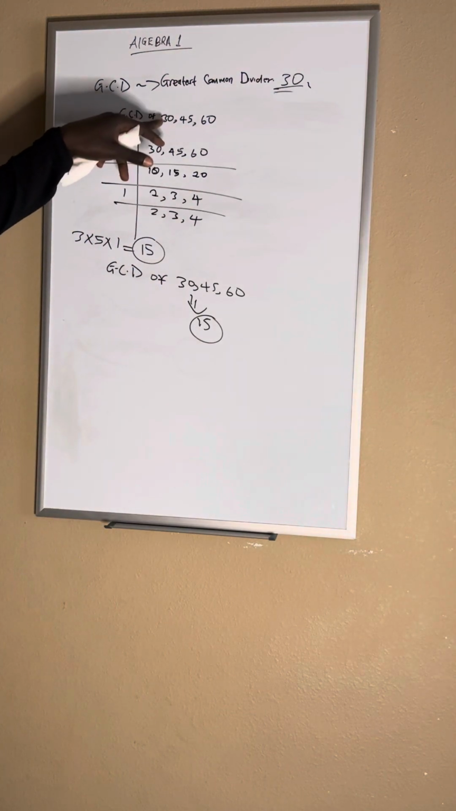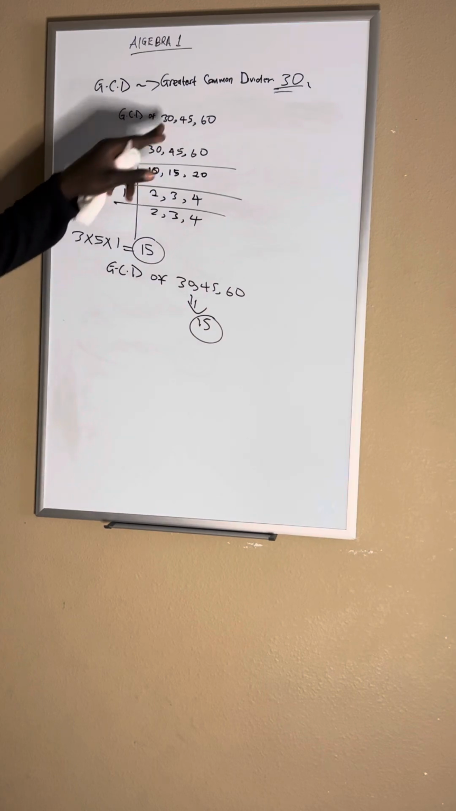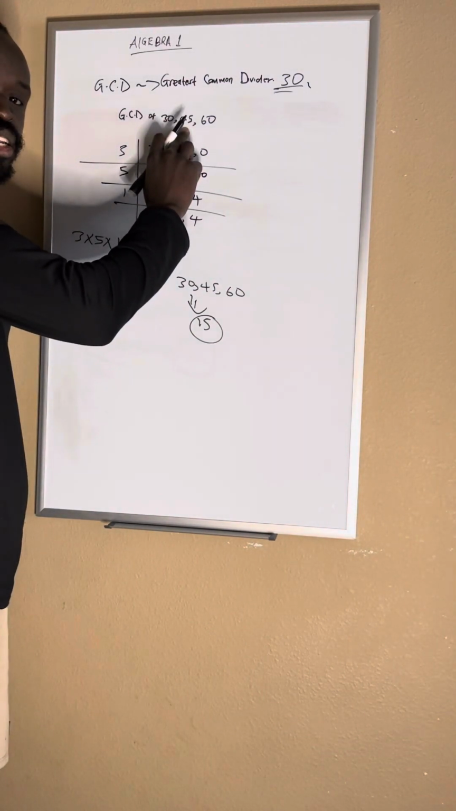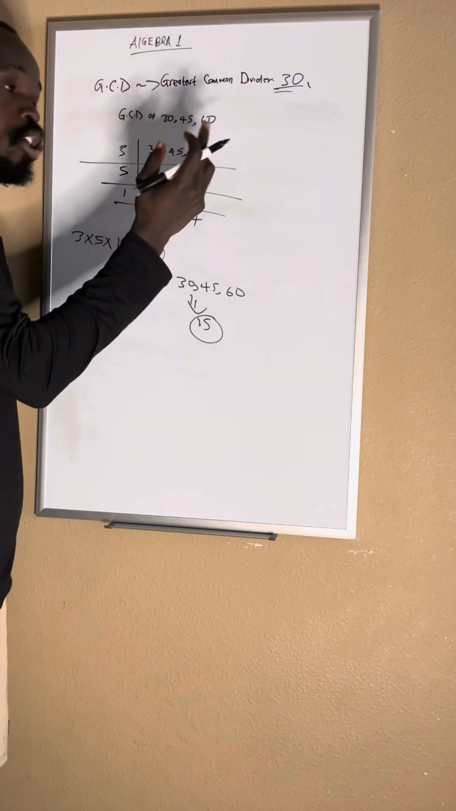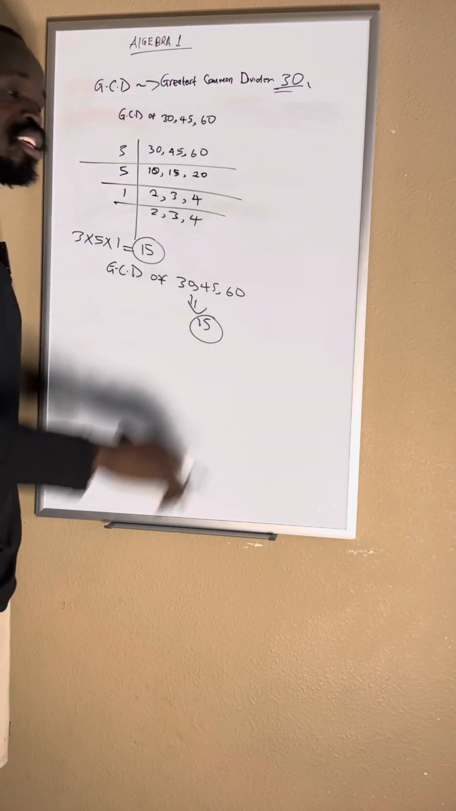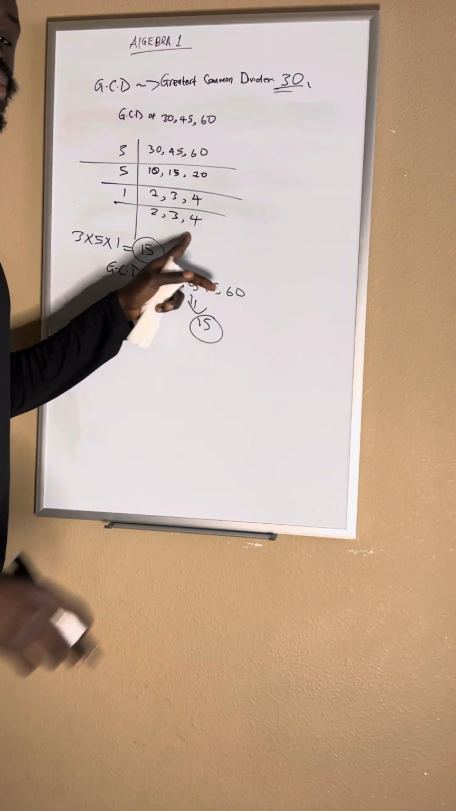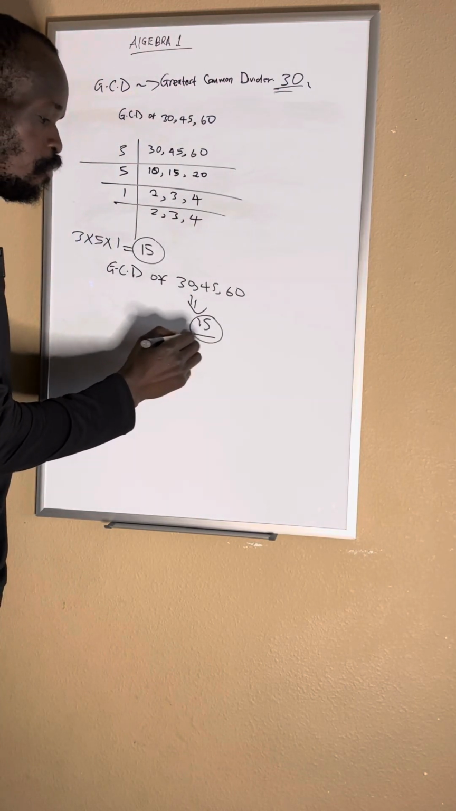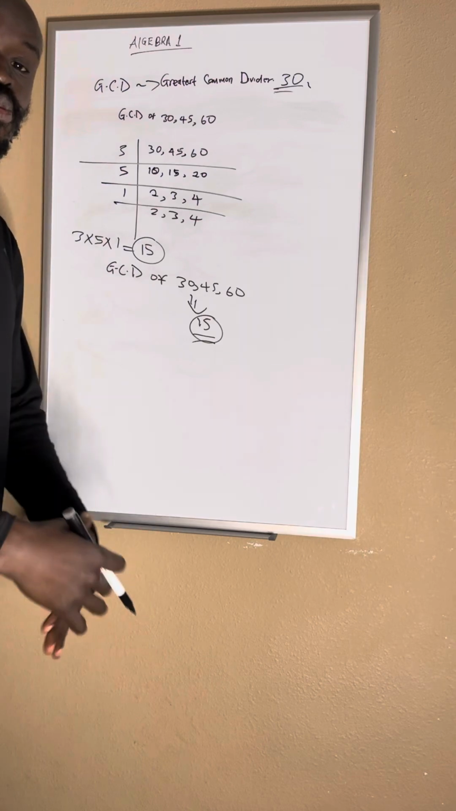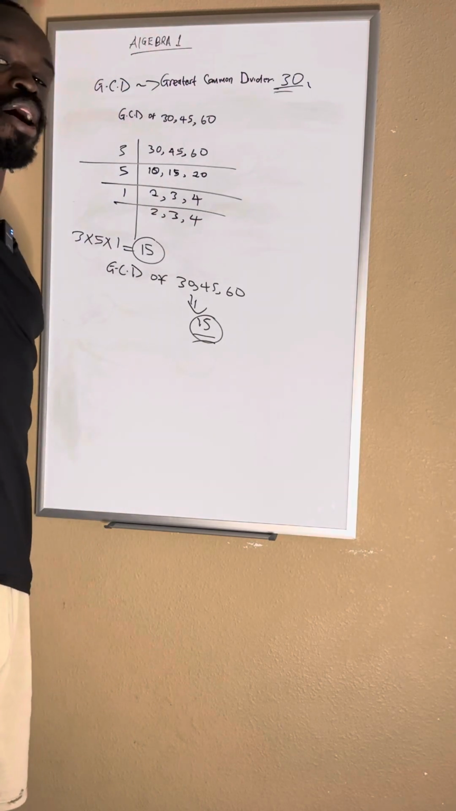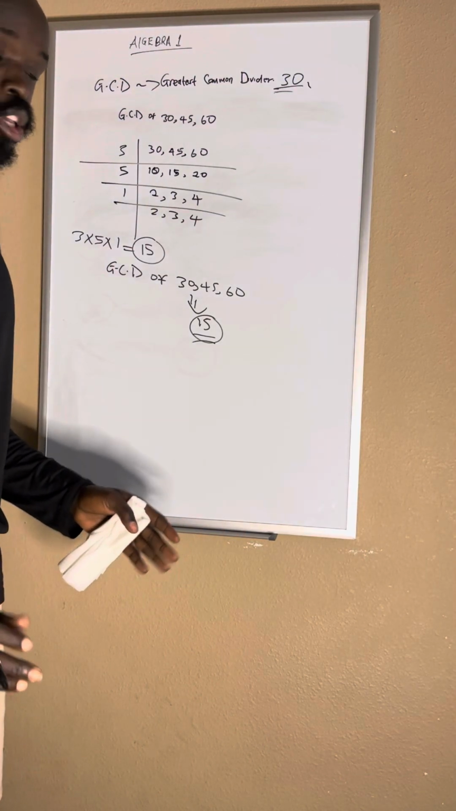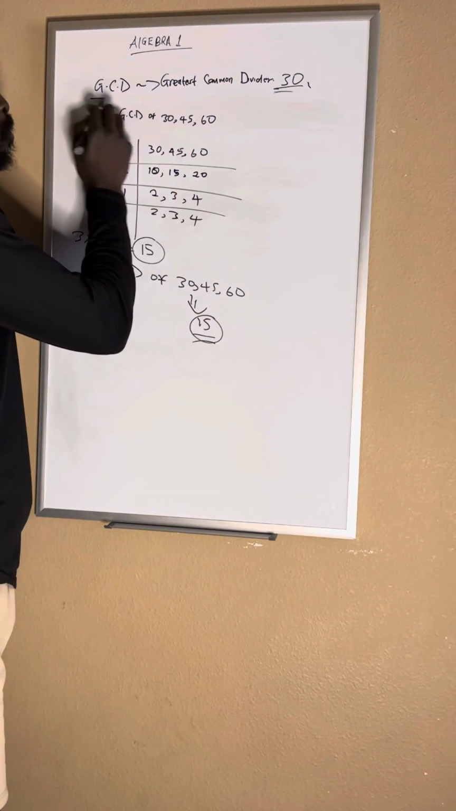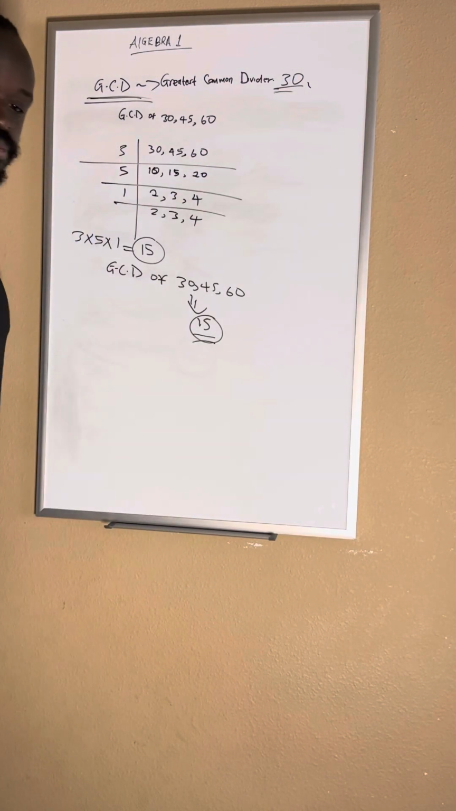And when you come here, you can prove it. 15 divided by 30, what will it get us to? 2. 15 divided by 45, what will it get us to? 3. And 15 divided by 60 will get us to 4. So when you ask the GCD for these numbers, it's basically 15. 15 is our greatest common divider. It can't go higher than that and still give a whole number. So this is what we mean by GCD.